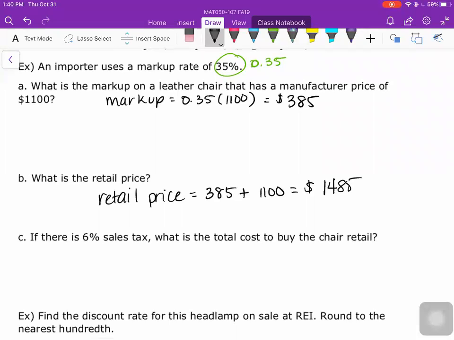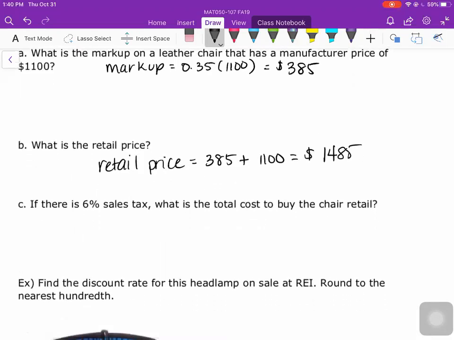Put yourself in this situation. You pay sales tax on what the purchase price is, right? The purchase price is not $1,100. You can't buy this leather chair for $1,100. You can buy it for $1,485. So you're going to pay sales tax on that entire $1,485. So the sales tax is 0.06 times $1,485. So how much are we going to pay in sales tax?